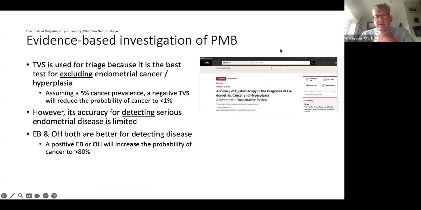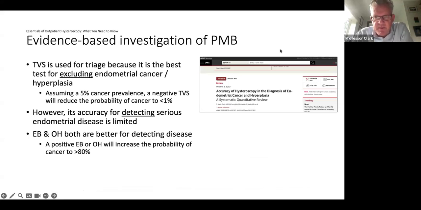We use transvaginal scan as first line because it's a very sensitive test. It's very good for ruling out disease, and it's less invasive than, for example, a hysteroscopy or a biopsy. Whilst a thin endometrium doesn't exclude entirely an endometrial cancer, if there's recurrent bleeding, it's important that you see those patients back and then consider a hysteroscopy and biopsy.